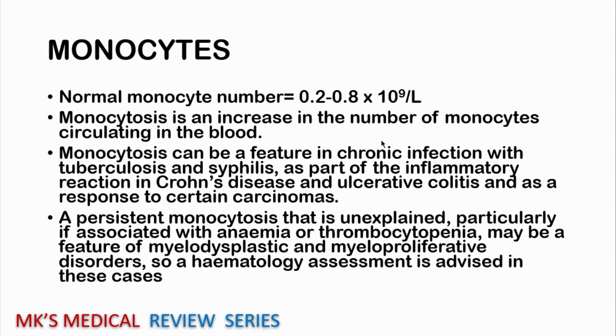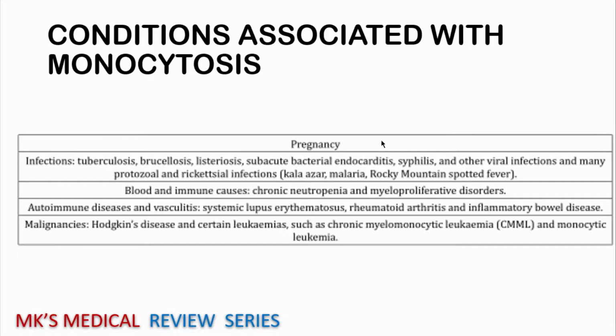So this is obviously going to be a feature of chronic infection with tuberculosis and syphilis. It's going to be also as part of inflammatory reactions in Crohn's disease, even in ulcerative colitis, as well as certain carcinomas. So if you get a persistent monocytosis that is unexplained, particularly if there is associated anemia or thrombocytopenia, there may be a feature of myelodysplastic syndrome. There may be a myeloproliferative disorder, so a hematological assessment should be advised in those cases.